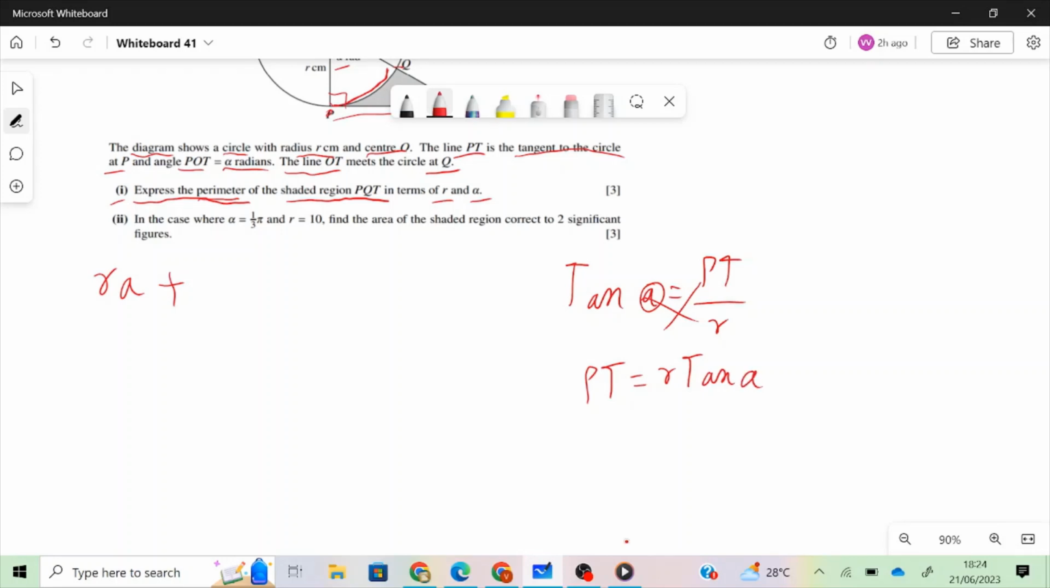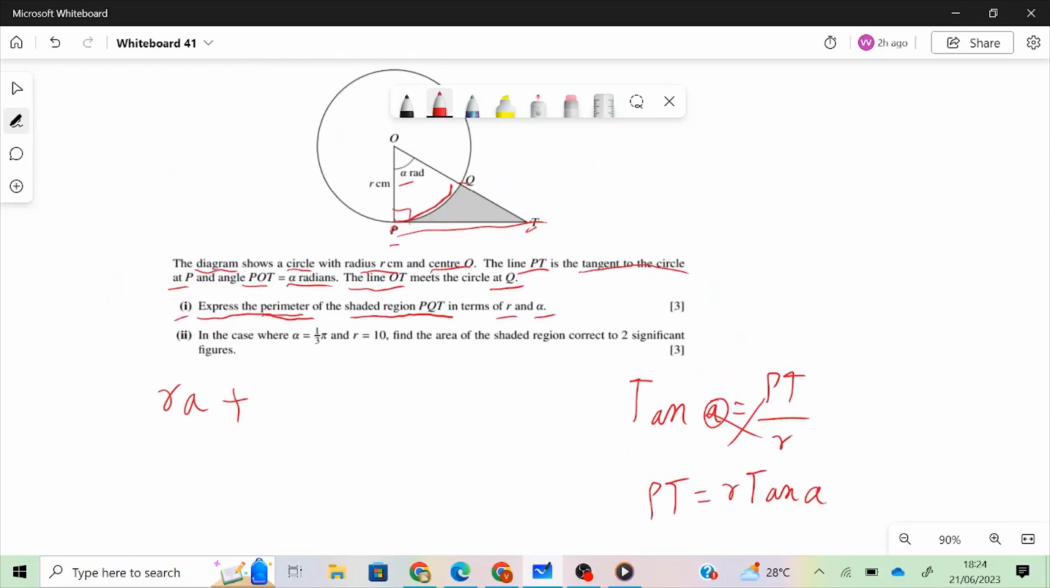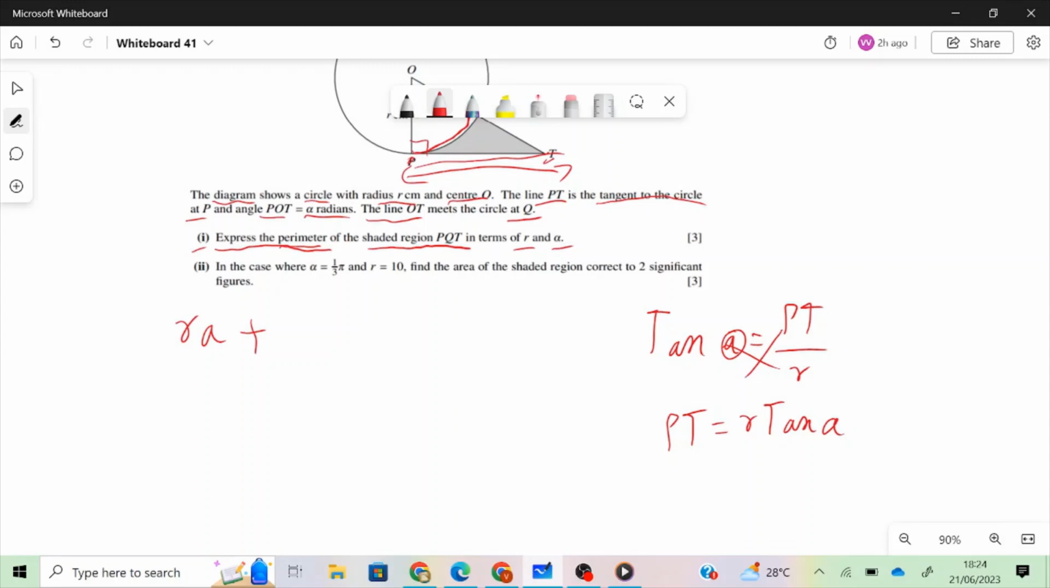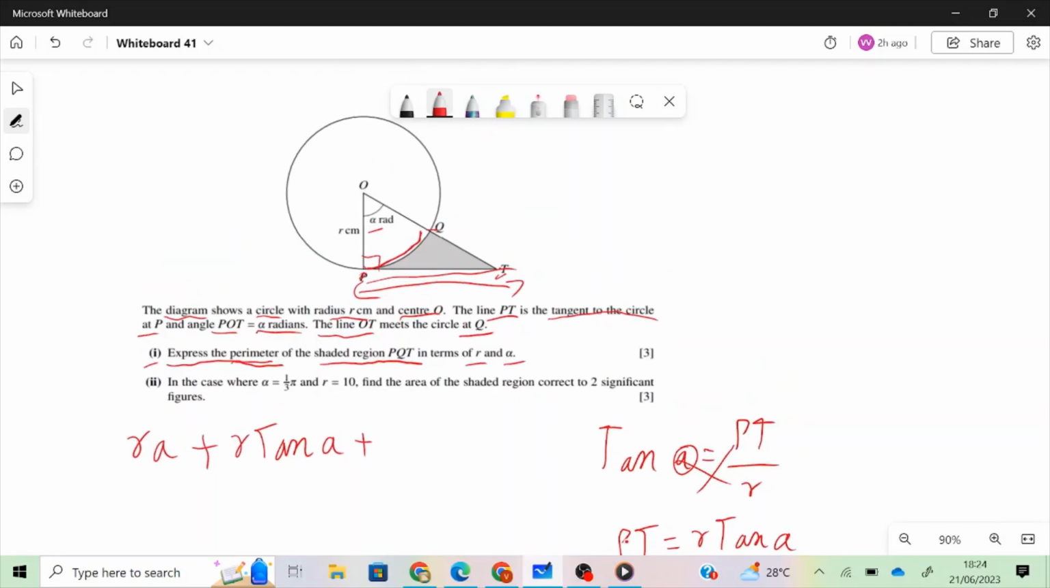And if you remember, PT is this length from here to here, and that is what we also need as part of the perimeter. So R alpha, plus R tan alpha, plus we need one more, and that is the length of Q to T. Just erase this so it becomes clear. We need Q to T, we need this length.